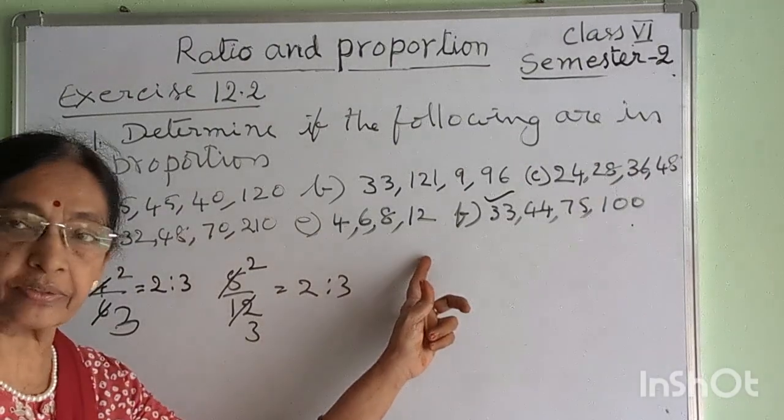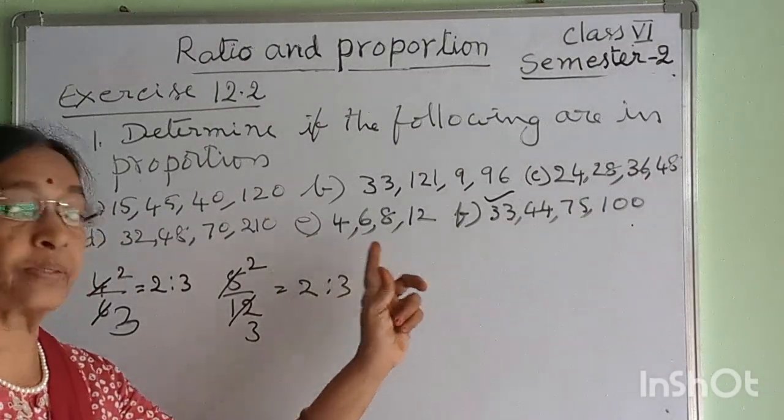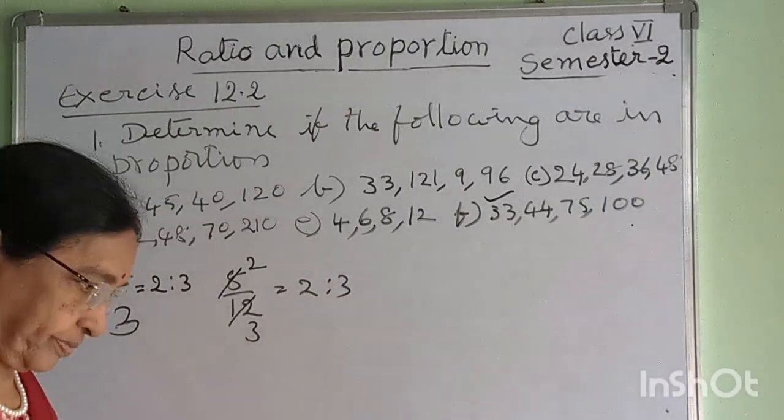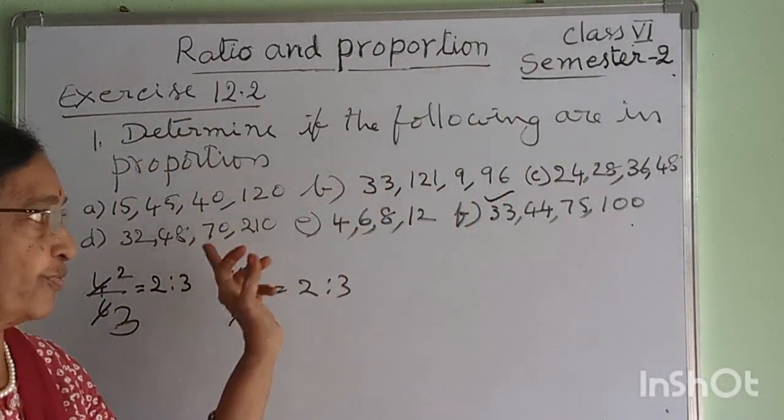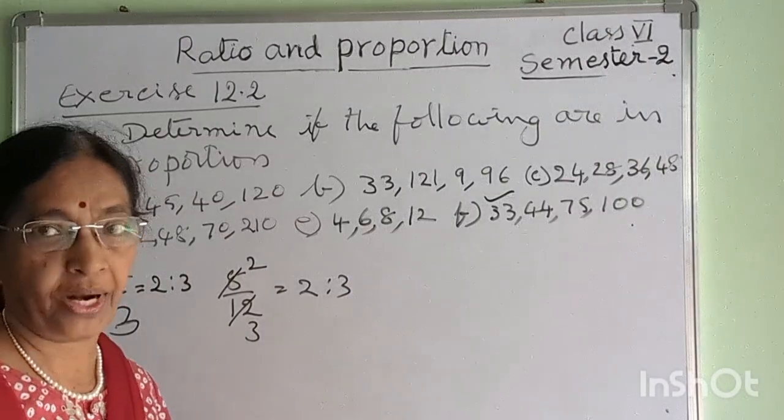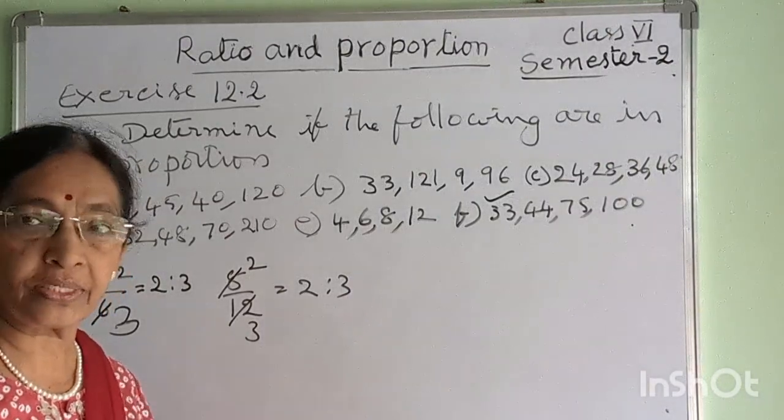These are the respective terms. The respective terms are in proportion. So you try to do the other 4 problems at home and check whether they are in proportion or not.